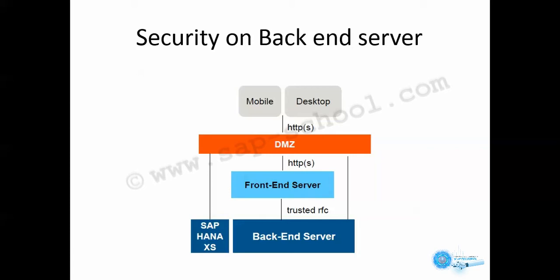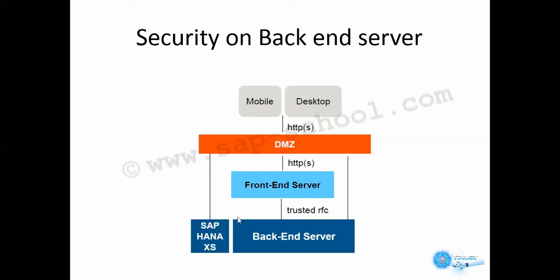towards the back-end server. After the initial authentication, a session is established between the client and the front-end server. OData requests towards the backend server are then communicated using the trusted RFC connection. So as we can see in this slide, the OData request towards the backend server from the front-end server is going through the trusted RFC connection.